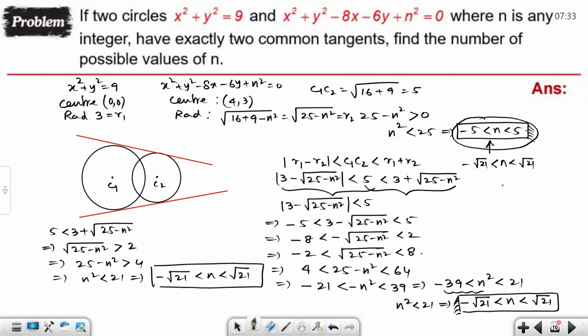Okay. So what now? n will always take an integer. So what are the integers that are involved in this region? It's minus 4, minus 3, minus 2, minus 1, 0, 1, 2, 3 and 4. Okay, so there are 9 such values of n for which these two circles will have exactly 2 common tangents. Is it clear to everyone? So the answer is 9. Okay, so let's move on to the next problem.